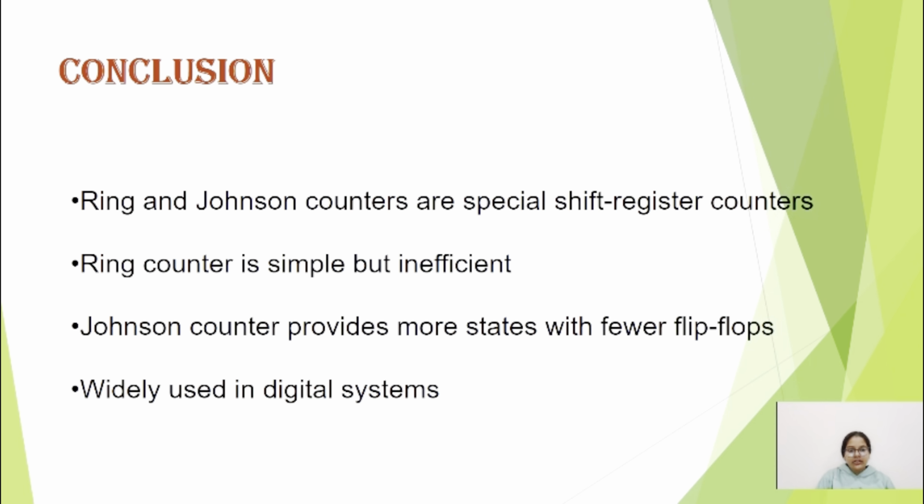And next slide is conclusion. Ring and Johnson counter are special shift register counters. Ring counter is simple but inefficient. Johnson counter provides more states with fewer flip-flops and is widely used in digital systems.